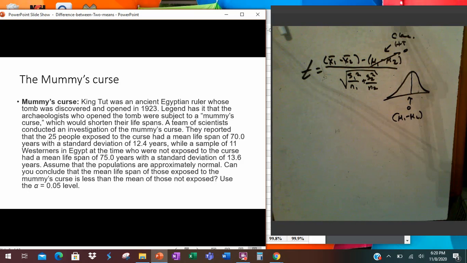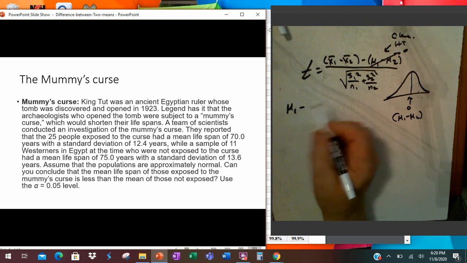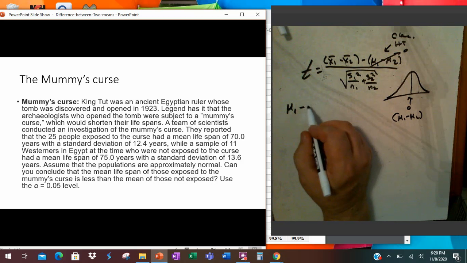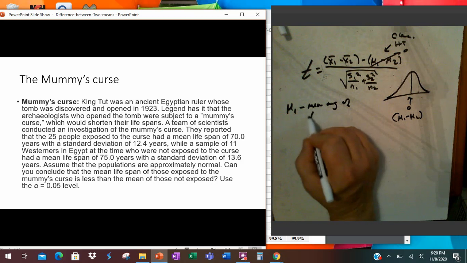Assume that the populations are approximately normal, since our sample sizes are not bigger than 30. So we need this extra condition. Can you conclude that the mean lifespan of those exposed to the mummy's curse is less than the mean of those not exposed? Okay, so what we're going to do is set up some things. The mu1 is the mean average of those exposed.